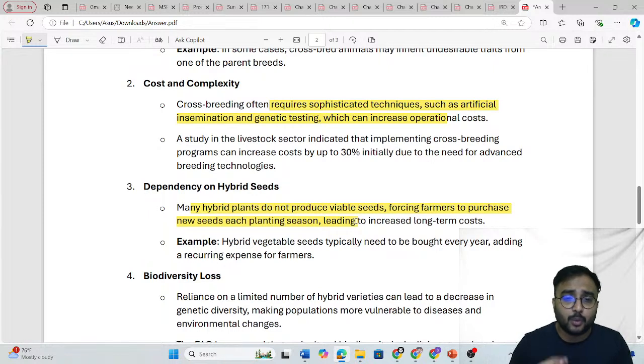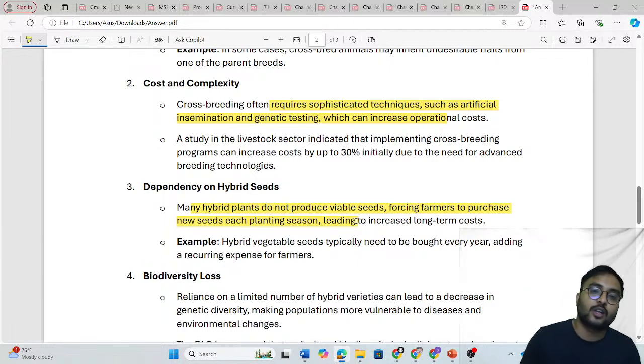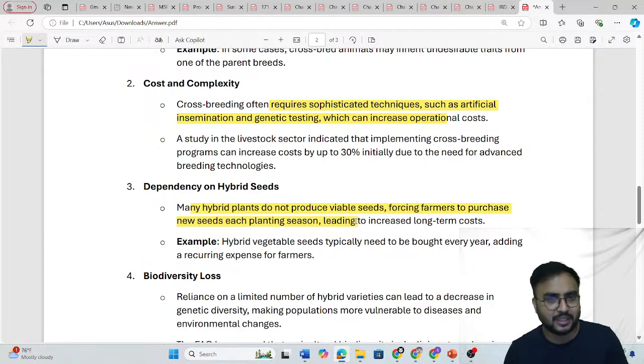For example, hybrid vegetables, if you see, do not have seeds. Take the best example: earlier grapes used to have seeds, but today they don't have seeds. So if fruits do not have seeds, how are you going to plant them and how is a new tree going to be produced? Don't you think so? So this definitely should come into your mind.